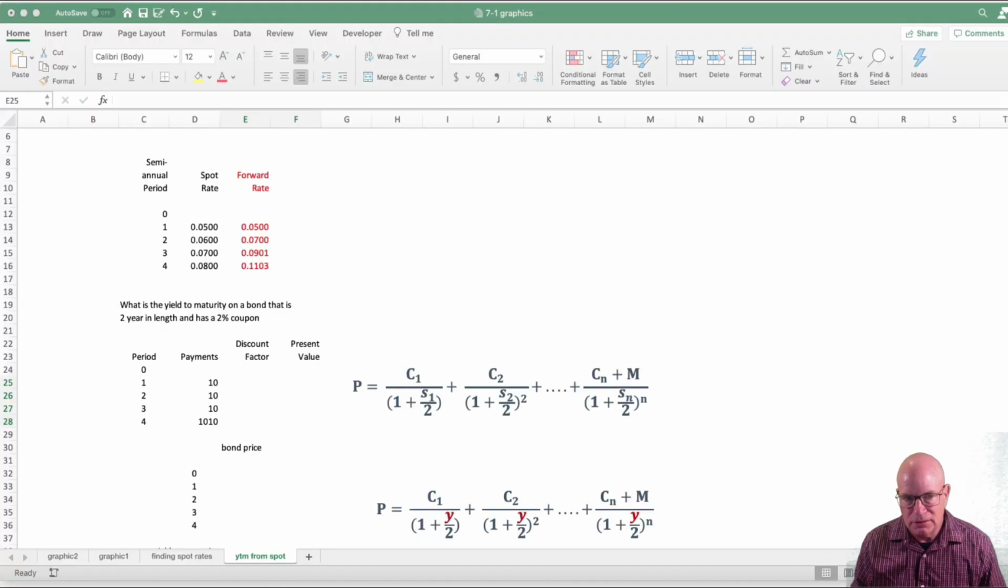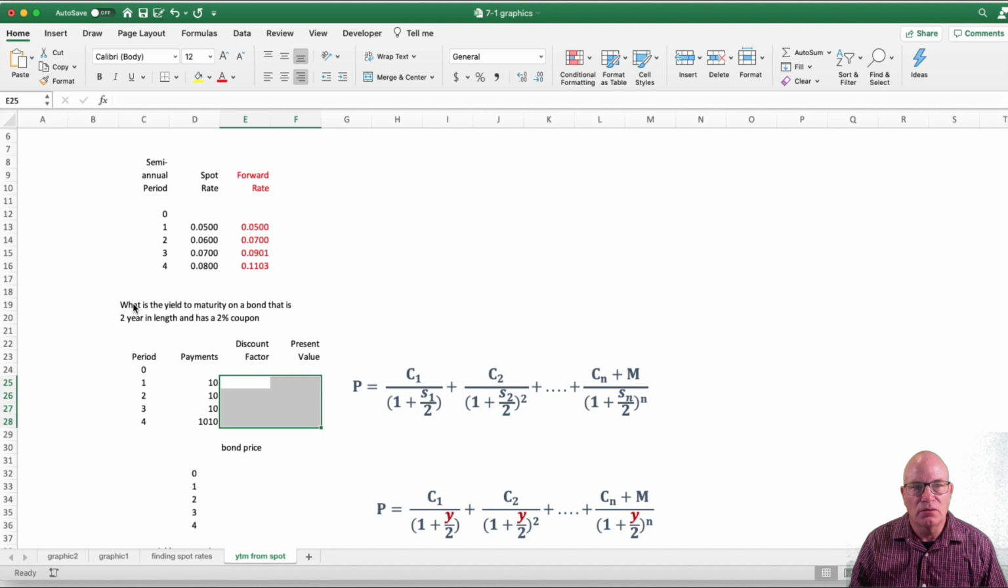I'm going to illustrate the relationship between spot rates and yield to maturity with the following question. What is the yield to maturity on a bond that is 2 years in length, has a 2% coupon, and we're going to assume that it has a $1,000 par? We're going to use these spot rates right here. We've used these in previous modules, and I am going to calculate the yield to maturity on this bond.